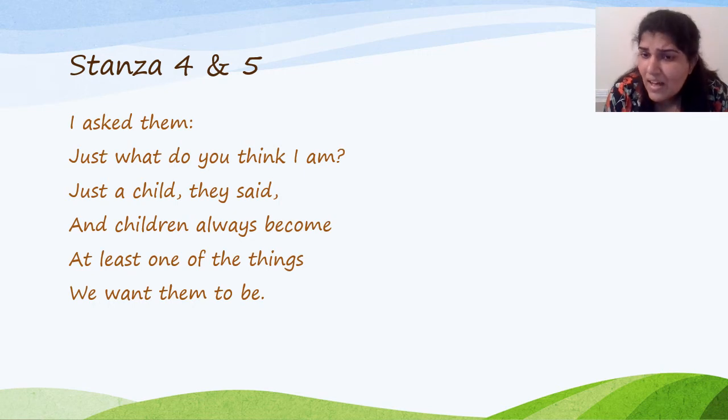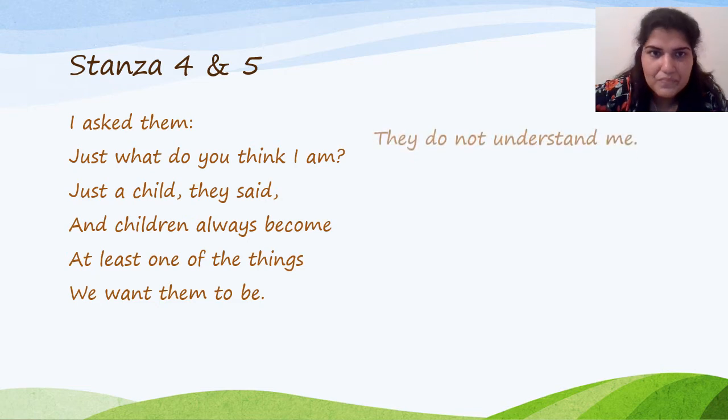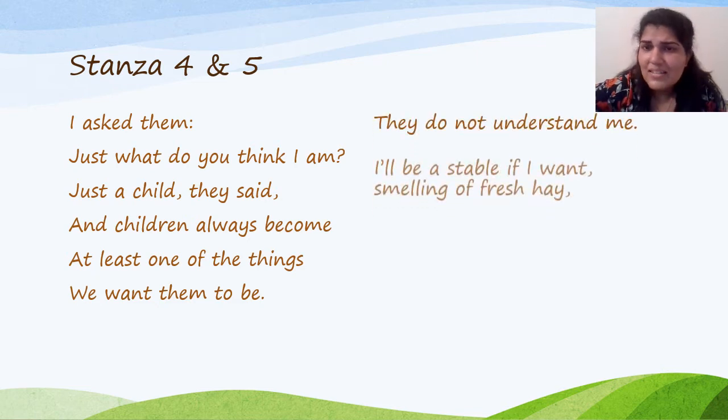So the parents are trying to convince the child. Children do what their parents tell them to do. So you have to become any of these things, but you cannot be a mountain, you cannot be an ocean, and so many other things. It seems like the child is very creative. They do not understand me.